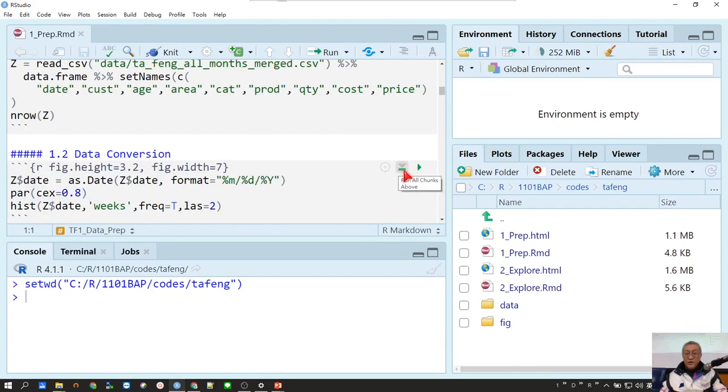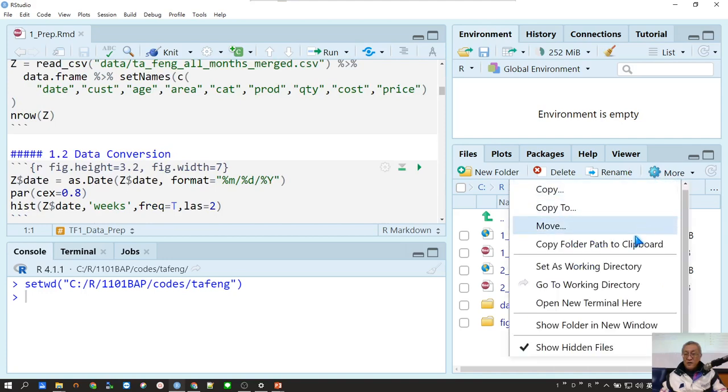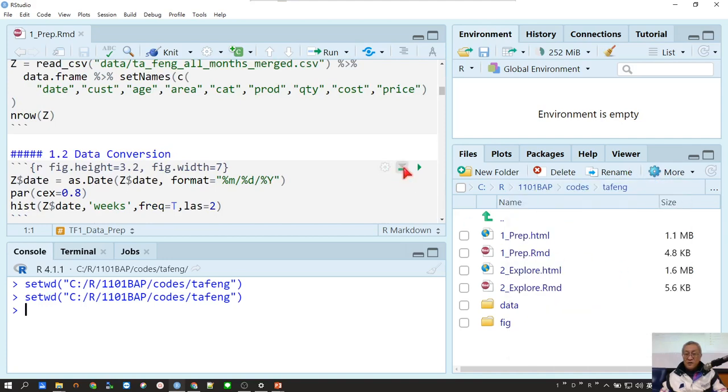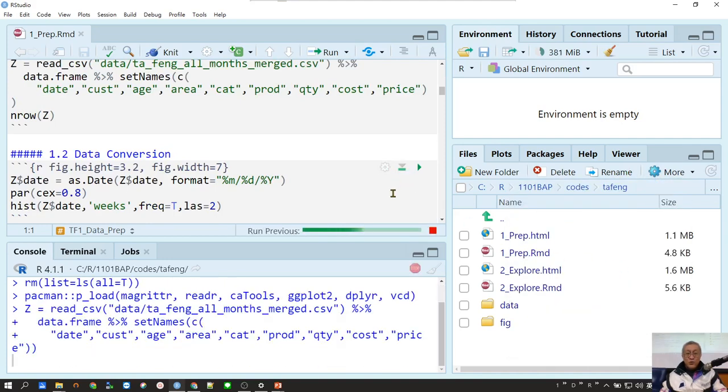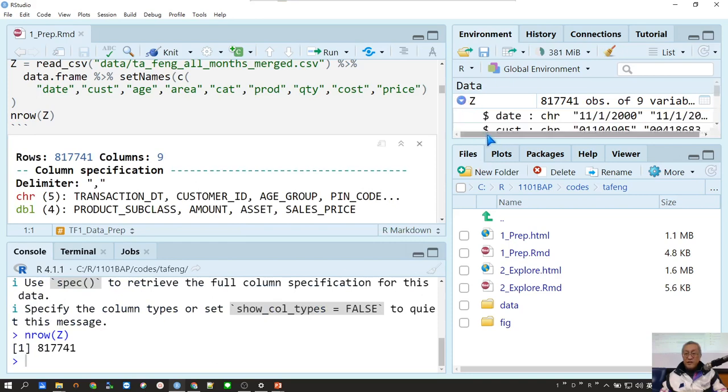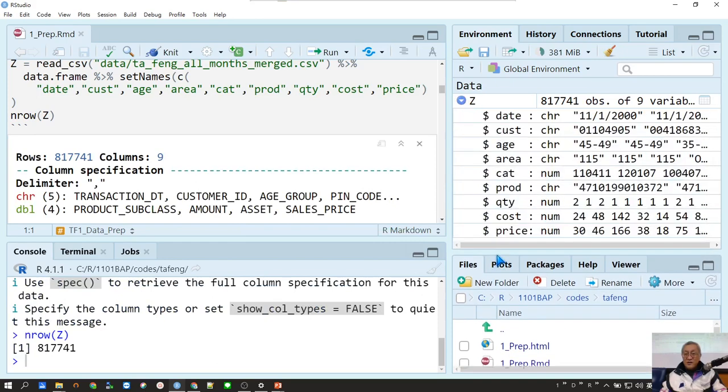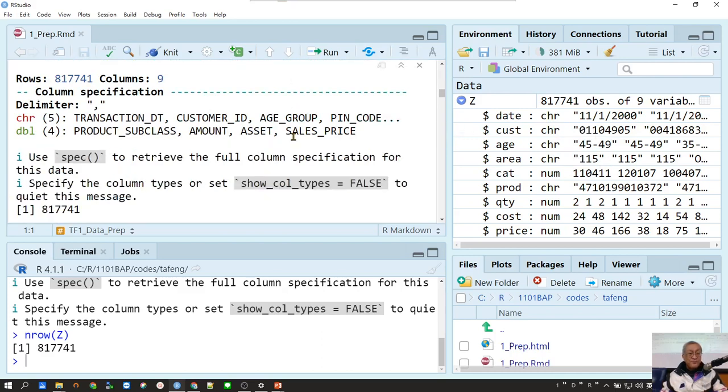So as you read in the data, you will see that the day column is in character string, right? You want to convert the character string into the internal date data type, so you can do manipulation.